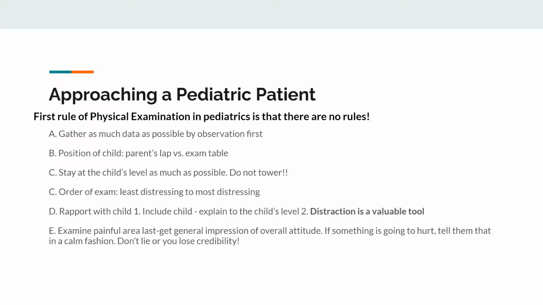B. Position of the child. Where is the kid? It's preferable to take the history while the kid is with the parent and do an exam later on, make the kid lie down and then examine the kid. It all depends on the age of the child and what's the comfort level that you have developed with the child.